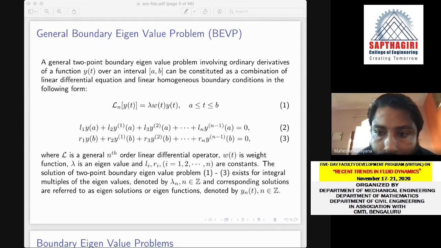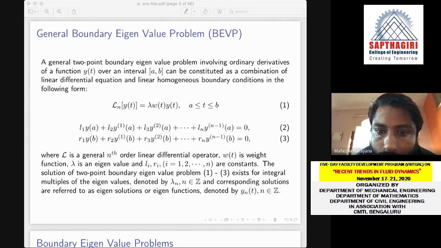Equations 2 and 3 represent general boundary conditions, and equations 2 are the left boundary conditions. Let's say there are r left boundary conditions, then there are n minus r right boundary conditions. And equation 1, which is a linear differential equation, together with equations 2 and 3 will give rise to the boundary eigenvalue problem.